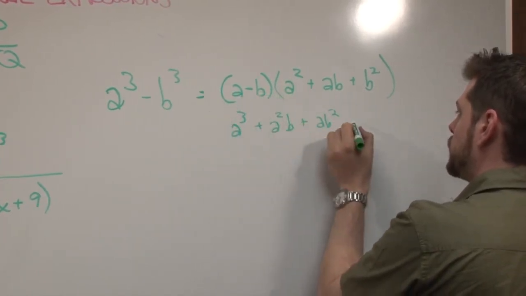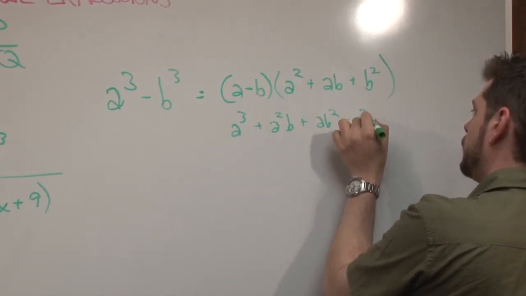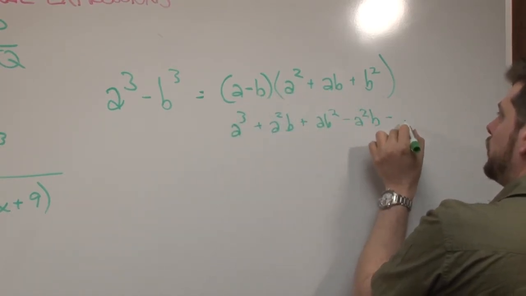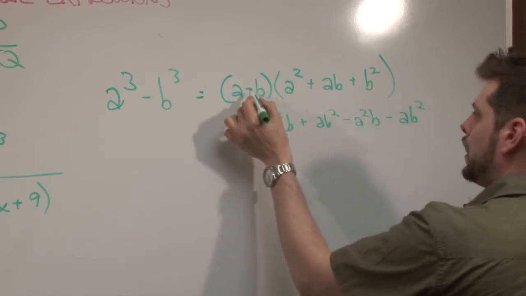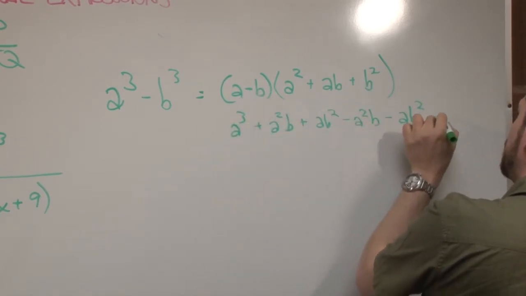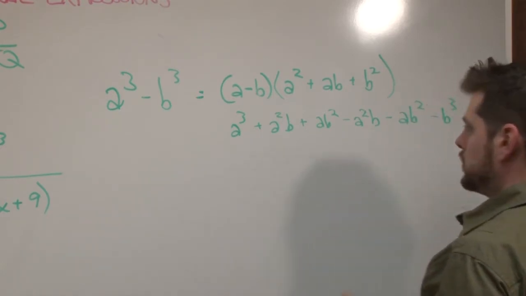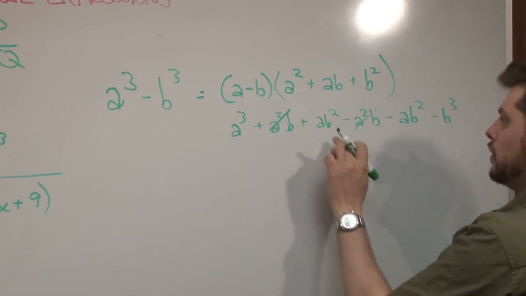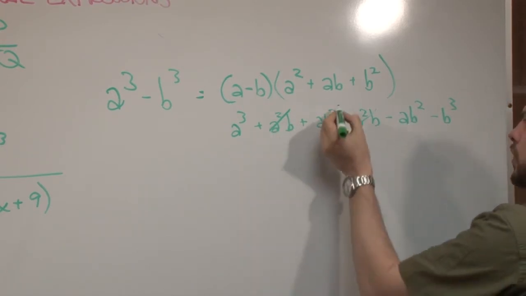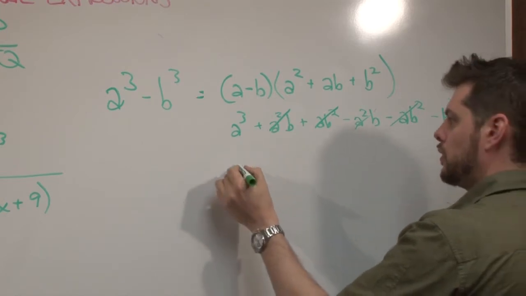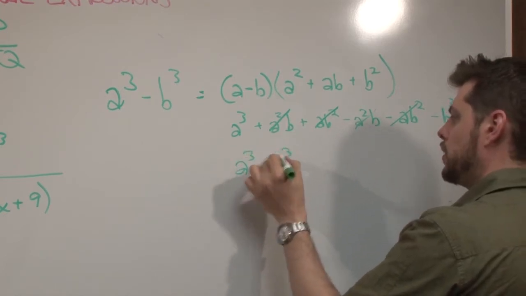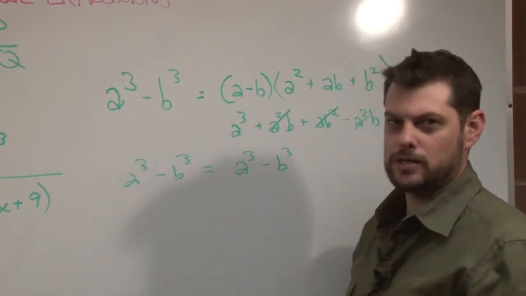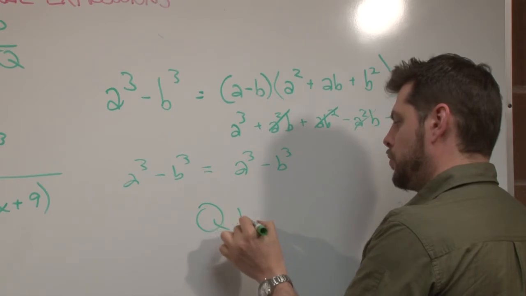So negative b times a squared is going to be minus a squared b. Negative b times ab is going to be negative ab squared. And minus b times positive b squared is going to be minus b cubed. Let's see. I have a positive a squared b and a negative a squared b, so those will cancel. Positive ab squared and a negative ab squared, those cancel. All I'm left with is a cubed minus b cubed. And you would agree that a cubed minus b cubed equals a cubed minus b cubed. So, proof.